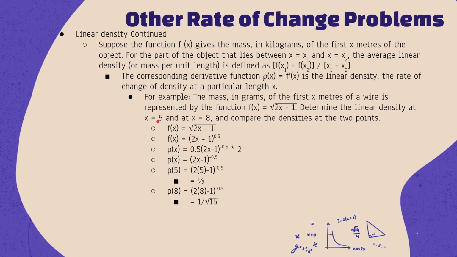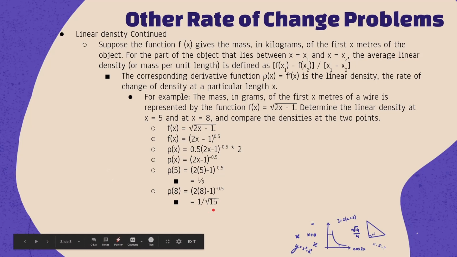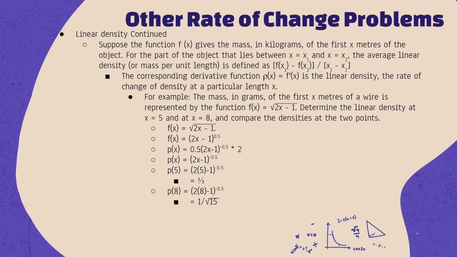Since we're given the points 5 and 8, we substitute those numbers in and solve. So we get a third and then 1 over the square root of 15. As you can see, the density has tremendously decreased from 5 to 8, because a third compared to 1 over the square root of 15 are very different things. The square root of 15 is around 4, so 1 over 4 is 0.25, and a third is 0.3. And as you can see, it has clearly decreased.